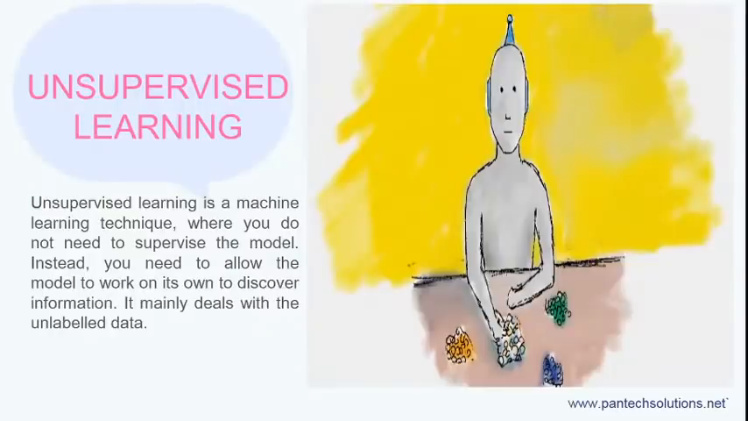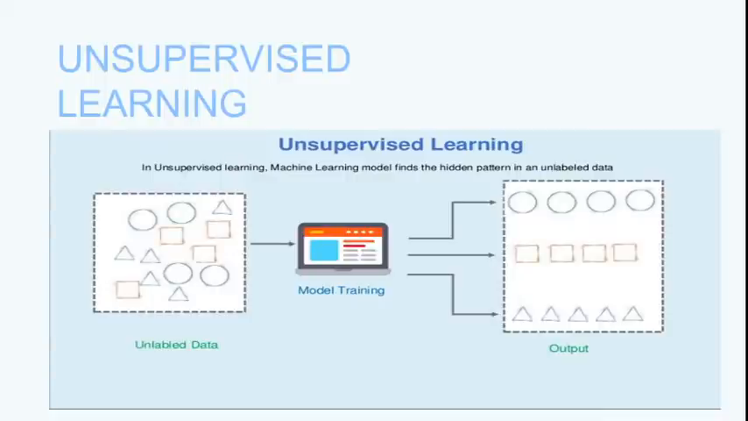Then unsupervised learning. Unsupervised learning means we don't have any labeled data. We have only data, whether unstructured or structured. See here, I have a simple example of unlabeled data. Here I have some data like circles, squares, triangles, but I didn't tell the machine which is a circle, a square, or a triangle. Directly giving only data, based on the attributes, it will divide the data into three clusters: circle, square, triangle.